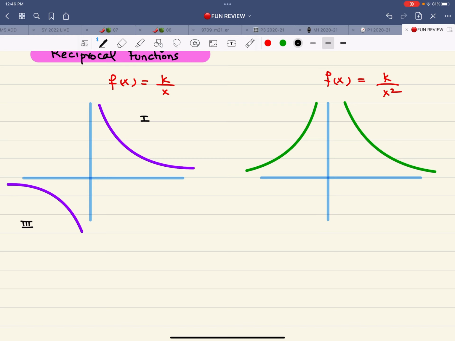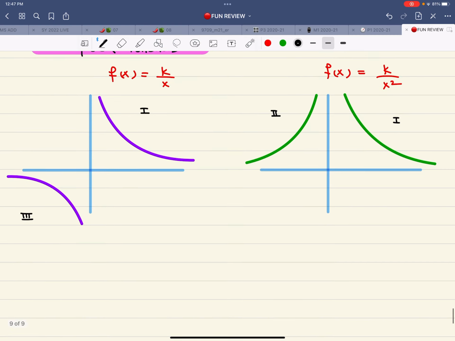f(x) is equal to k over x squared. If x is positive, x squared is positive. Therefore, y is positive. So again, it belongs in the first quadrant. But even if x is negative, x squared would be positive. Therefore, y would be positive, therefore the second quadrant. So remember this rule. First, third, first, second.